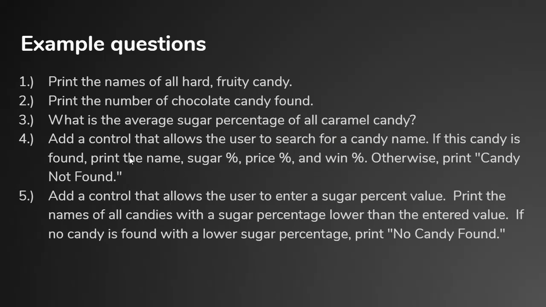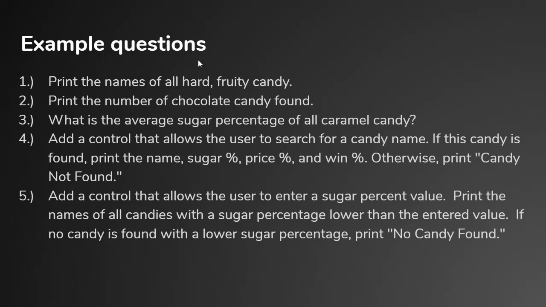And then 4 and 5 are going to require additional user input values. Number 4 is going to have the user enter a candy name. And if we find that candy name in the data set, we're going to print the candy name, the sugar percentage, price percentage, and win percentage. The last question is going to allow the user to enter a sugar percentage value, and we're going to list all of the candies with a lower sugar percentage than the percentage entered.